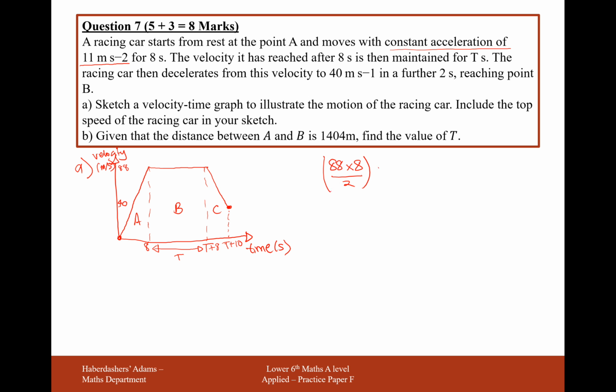So that's what we get for triangle A. Rectangle B, that's going to be 88 times t. And trapezium C here, now the average speed in between 40 and 88 is going to be 64 meters per second, and it's done that for 2 seconds. So 64 times 2. So what I've got here is area B, area A, and area C, and this is going to equal 1404.